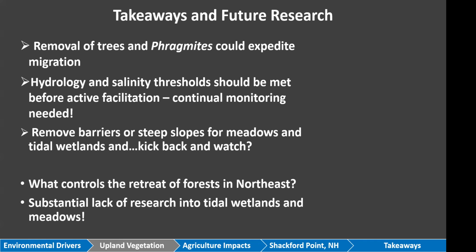And additionally, if you have a project with a meadow or tidal wetlands, just be sure that you're removing any barriers or any steep slopes that might prevent flooding or marsh migration. And it seems like as long as you remove those barriers, over time, sea level rise should create the correct environmental conditions for the marsh to migrate without too many issues. So maybe just kick back and watch.